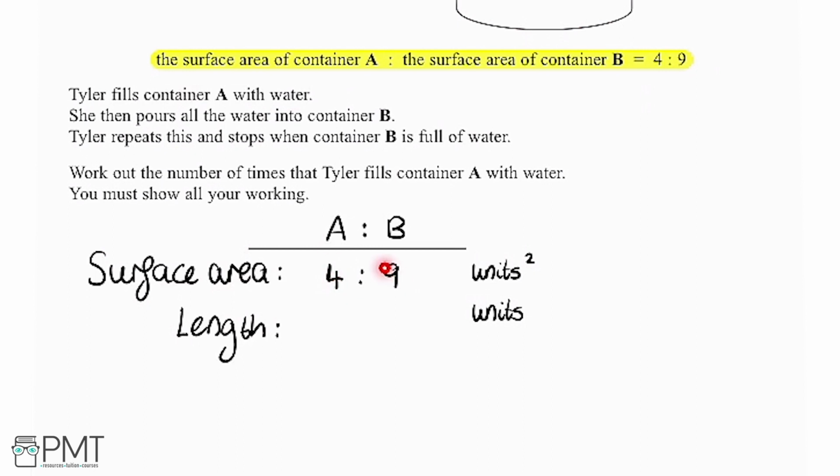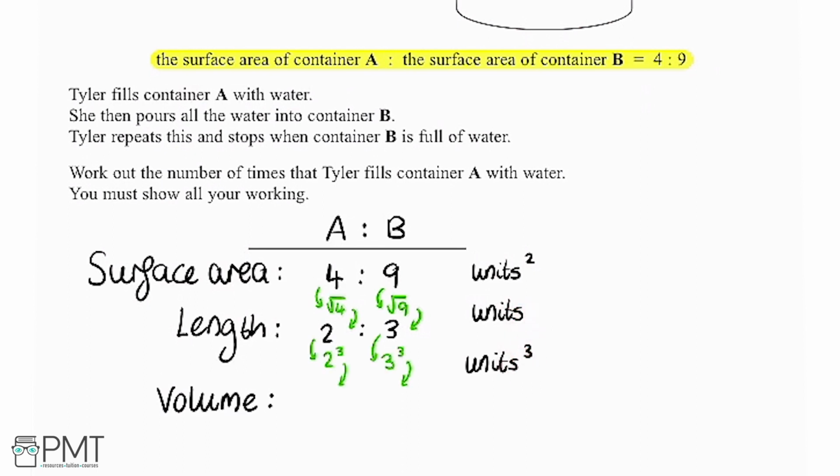If we square root 4 and square root 9, we're going to get 2 to 3. So the ratio of the length is 2 to 3. But now our final goal is we want to get volume. So we can use our trick here to work it out again, because volume is always measured in units cubed, and to get to here, we need to cube it. So we're going to do 2 to the power of 3 and 3 to the power of 3, which is 8 to 27. Perfect, so this here is the ratio we want to work with. That's because we're working with filling the containers with water. Whenever you're filling a container with something, you're filling the volume of the container.